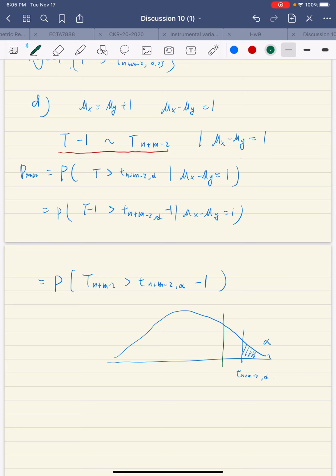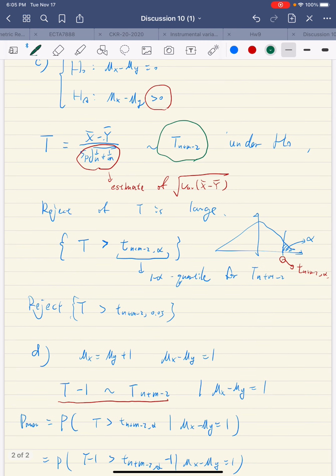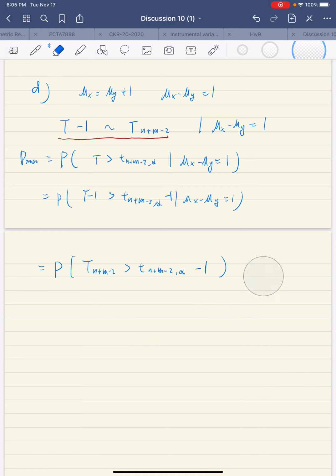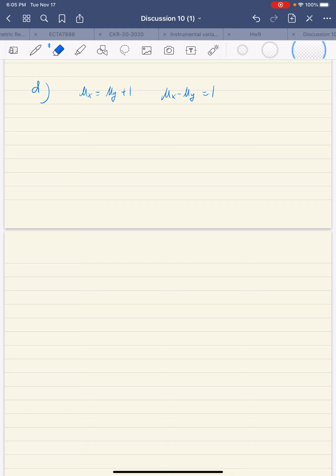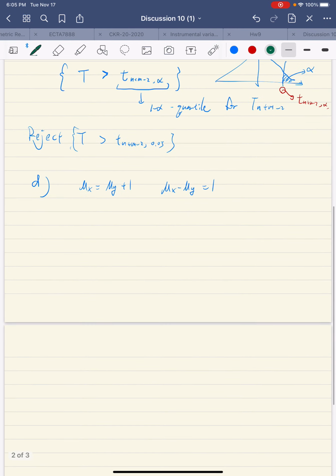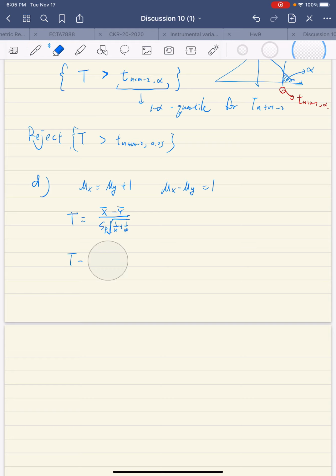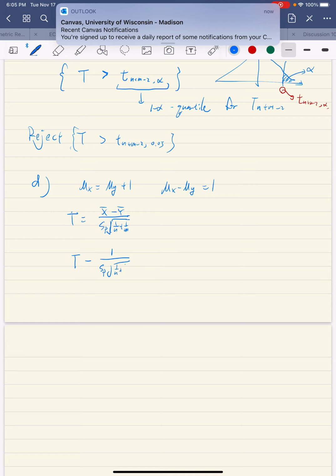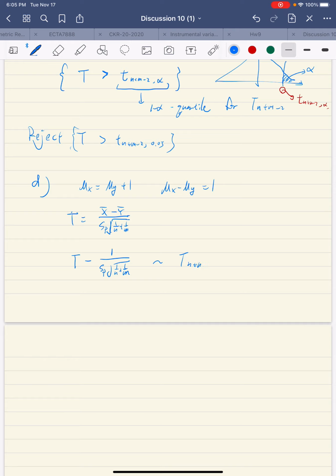Sorry, I think I did something wrong. The t statistic is equal to X bar minus Y bar divided by S_P. And so we will have the t minus this, which follows the t distribution under the alternative.